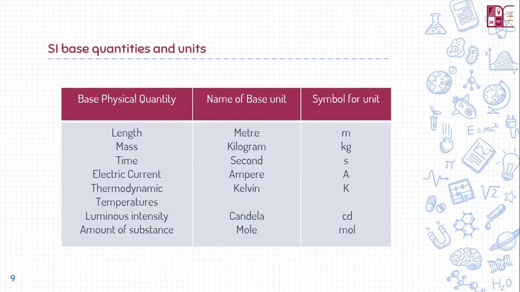So for length, the name of the base unit is meter and the symbol is small m. For mass, it's kilogram and the symbol is kg. For time, it's second and the symbol is a small s. For electric current, it's amperes. For thermodynamic temperature, it's Kelvin. For luminous intensity, it's candela. For amount of substance, it's moles.